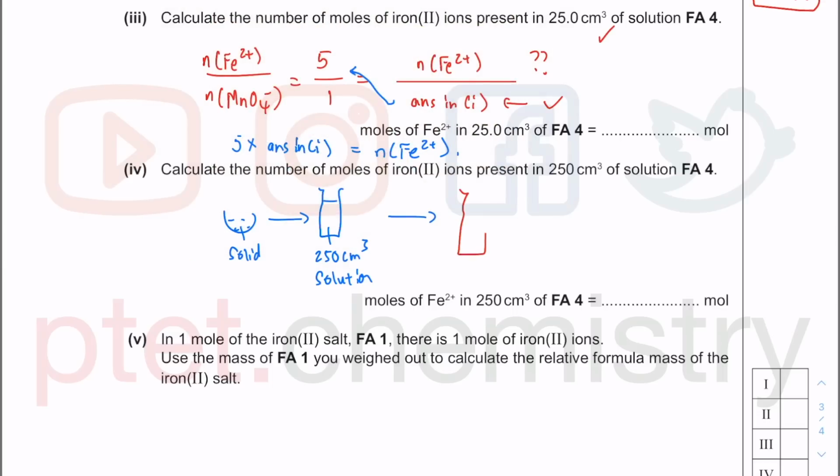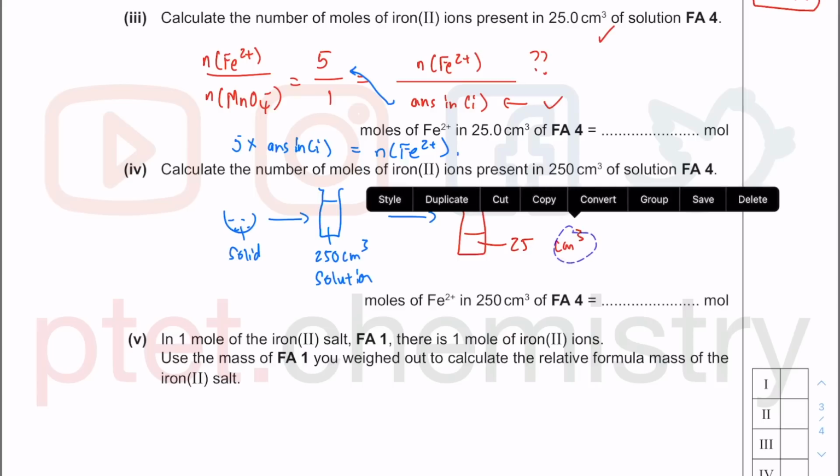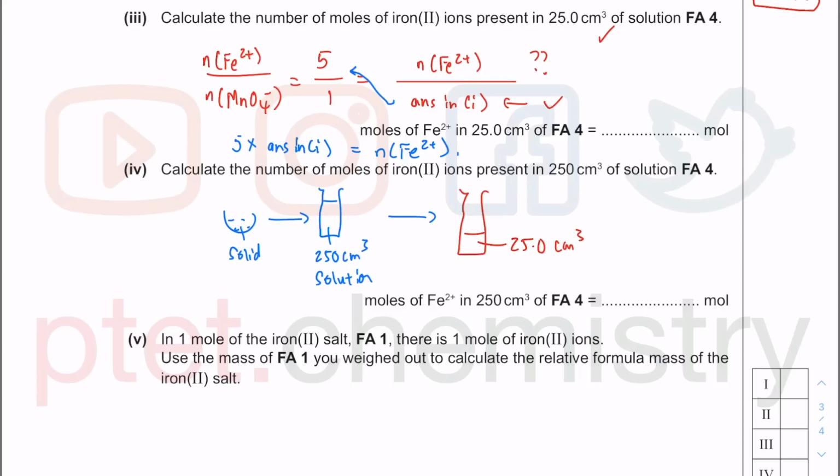I only pipette out 25 cm cube for my titration. I use a pipette, so it was 25.0. So here the concentration is the same, but the mole is different. Okay, but here the mole is the same because all the solid goes into the solution.